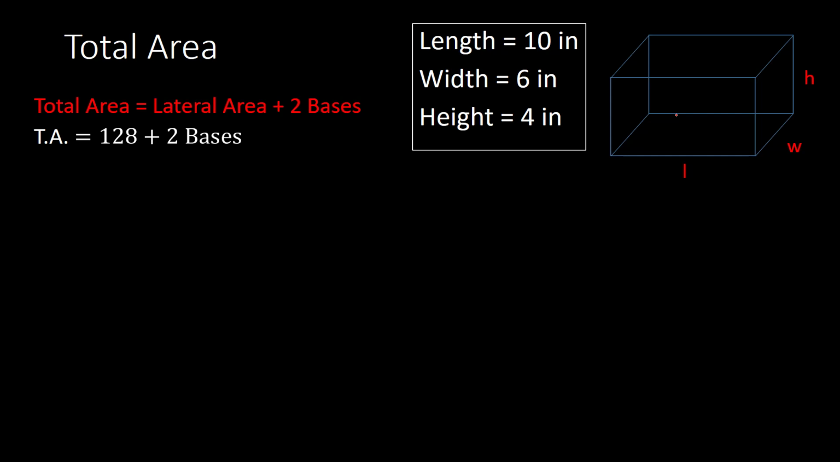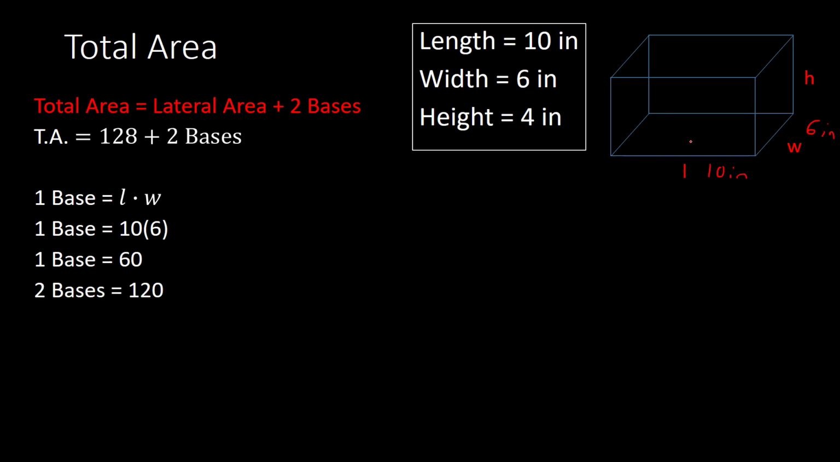And then adding in the 2 bases, we have one base is 10 inches, and then the height is 6 inches. So the area of that rectangle, we take 10 times 6 to get 60 for one base. So one base is 60 square inches, so 2 bases would be 120 square inches. So I add that to the lateral area to get a total area of 248 square inches.